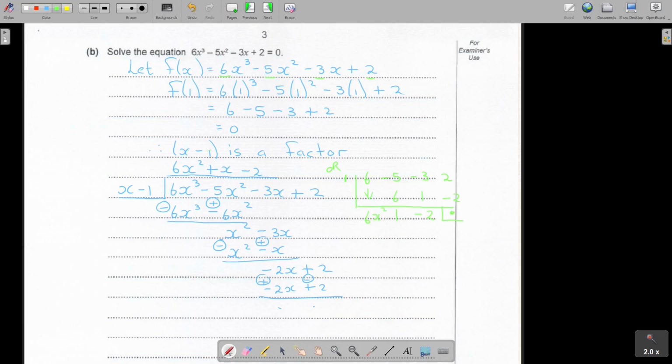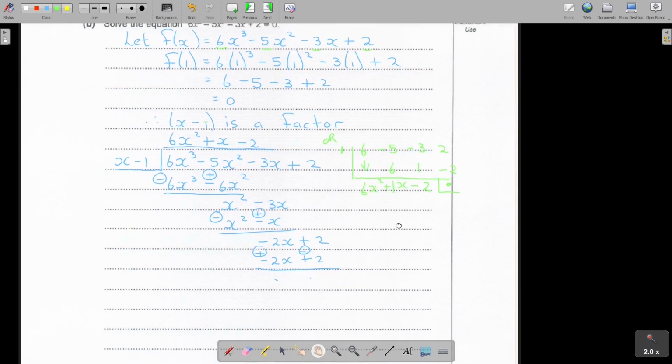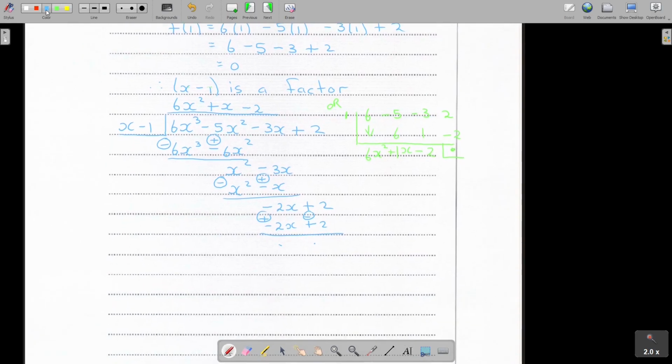And this is going to be x squared, and this is going to be x. And this is exactly the same as you got there. So if you are familiar with this method, then please use it. Okay, but now I continue. So I'm sitting now with the, I actually got this now. Okay. I got the x minus 1, and I got the 6x squared plus x minus 2.